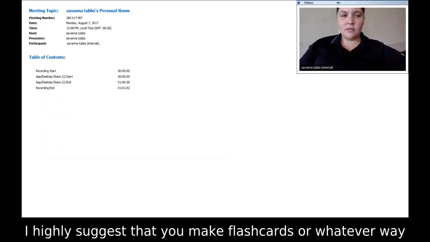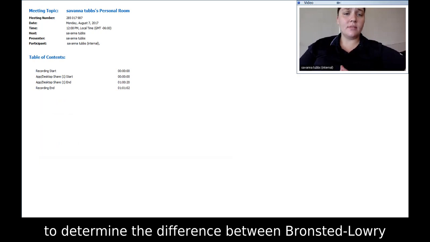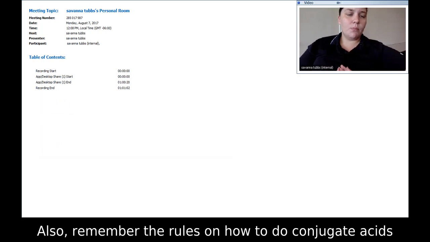I highly suggest that you make flashcards or whatever way that you can memorize best on how to determine the difference between Bronsted-Lowry and Lewis acids and bases. Also remember the rules on how to do conjugate acids and bases.